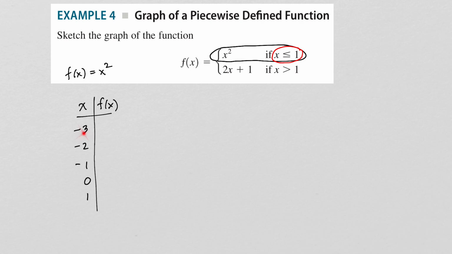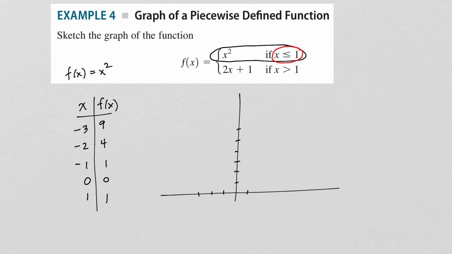So when we plug in -3, -3 to the second power is positive 9, -2 to the second power is positive 4, -1 to the second power is 1, 0 to the second power is 0, and 1 to the second power is 1. Now what I can do with those, of course, is sketch a graph, right? So let's sketch this out.